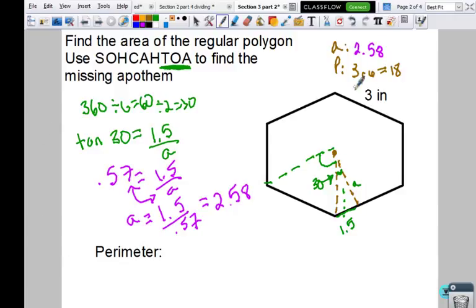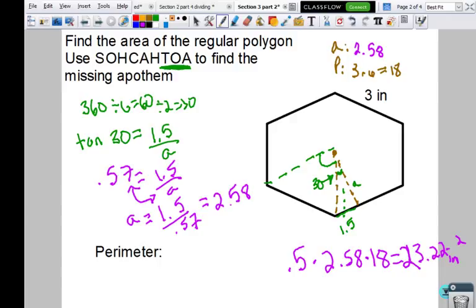Alright. So I've got my apothem and my perimeter, so I can fill in a good formula. That's 0.5 times my apothem, 2.58, times my perimeter, which is 18. Plug that into Desmos. 23.22. Then I can't forget inches squared. It's an area. My units are inches.